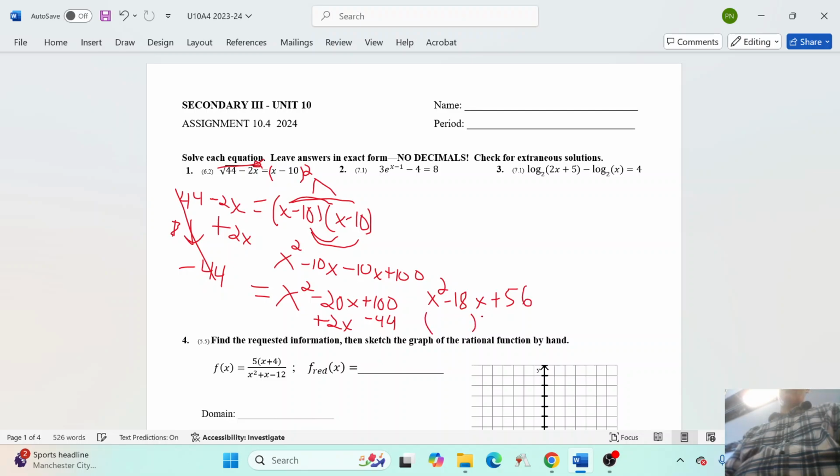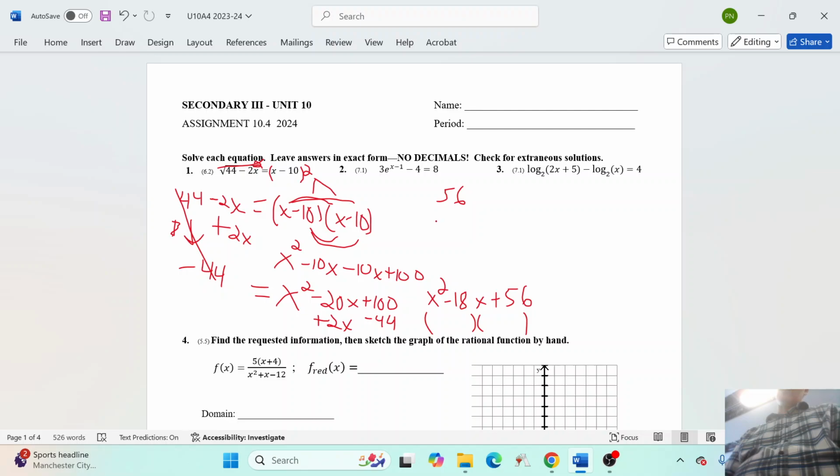Then we're going to go ahead and factor that. So factors of 56 that add to 18. That's a tough one. So we're thinking, maybe 8 times 7? Let's go bigger. 6 times 3? No, that's a tricky one. Then you have to list all the factors of 56.